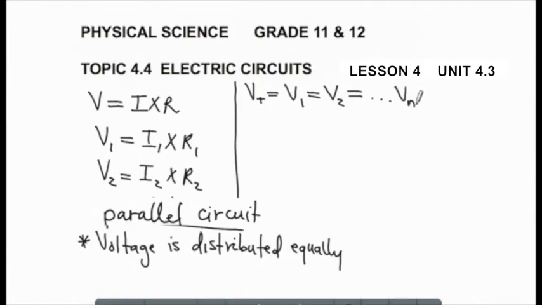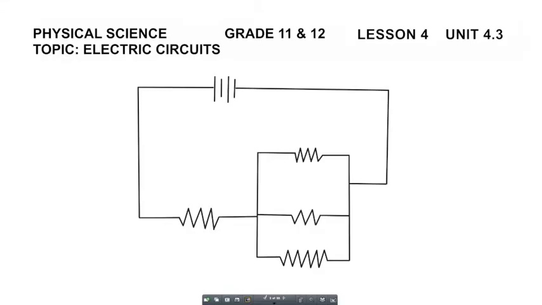Because at this point, when we talk of V1, we need to find out what is the current at that specific resistor. And if we talk about R1, what we need to establish is what is the resistance, the resistor rather, at that specific point. That's why we are saying in a parallel circuit, voltage is distributed equally. So I'll draw a circuit which is going to have two resistors in parallel, and then one resistor in series. But at the same time, I just want to look at the sum of the total resistance, those that are classified to be in series and parallel.